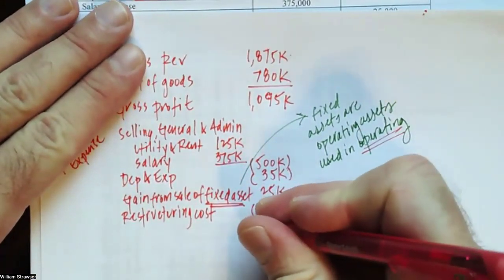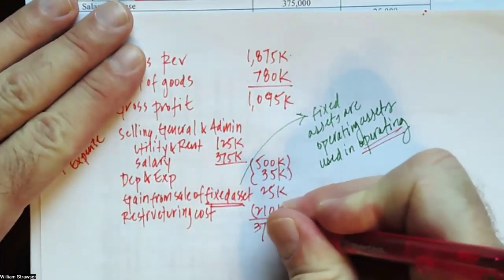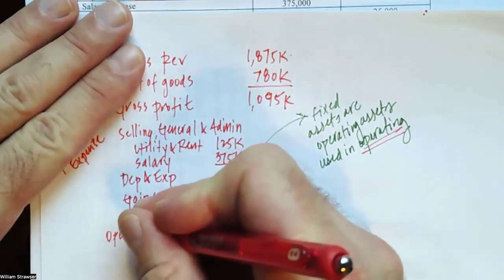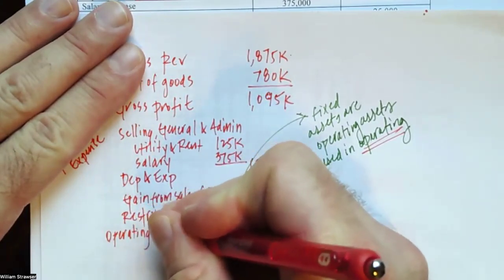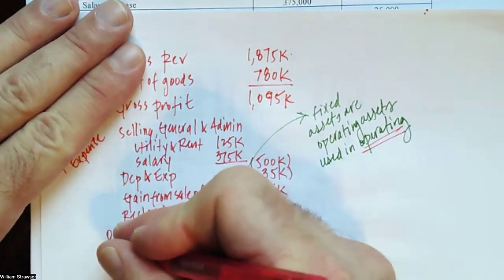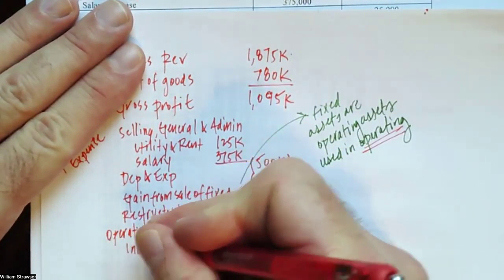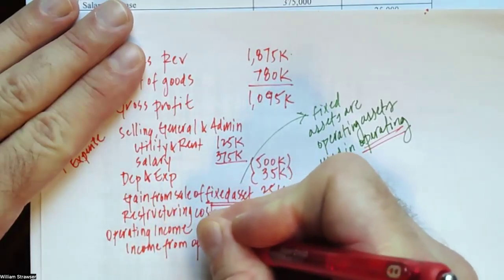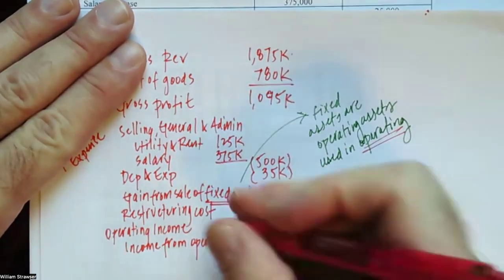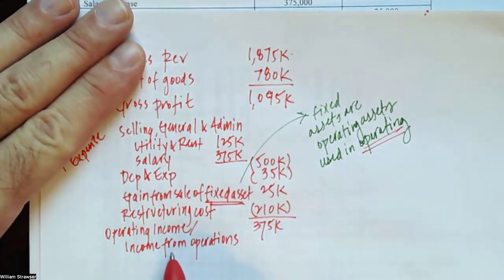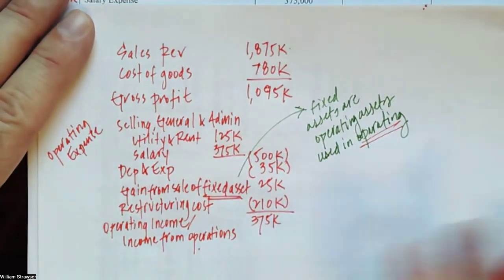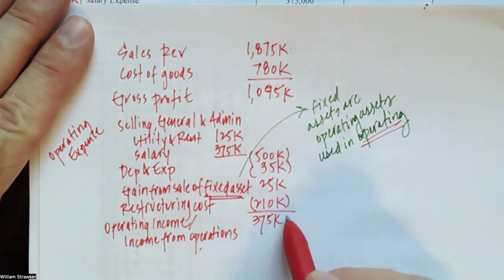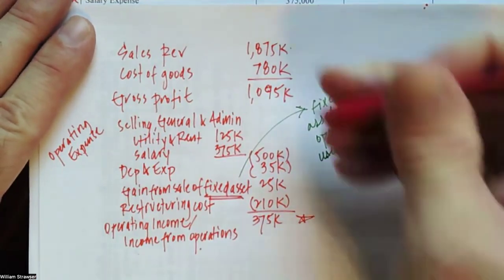375,000. And this is my operating income or income from operations. They're the same thing because it's only a one word difference, and that's it. It's not income from continuing operations, right? That's a different thing. But income from operations or operating income describes what I'm arriving at in this subtotal.